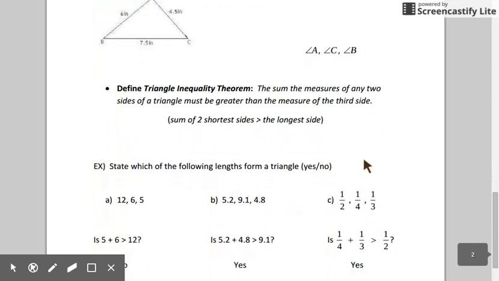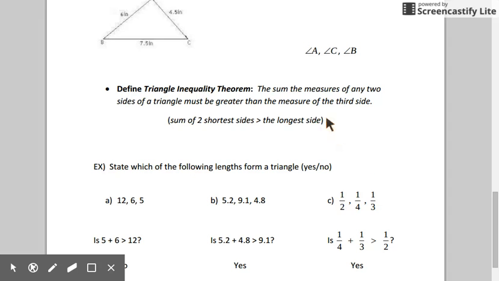That leads us into the triangle inequality theorem. The triangle inequality theorem describes side lengths. So if I'm given 3 side lengths, can I determine whether or not they actually form a triangle or not? The triangle inequality theorem is sometimes described in a difficult way.